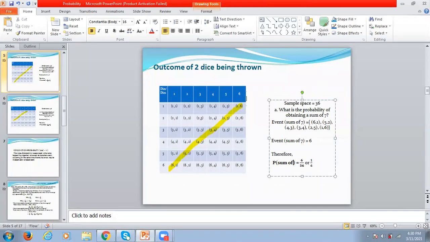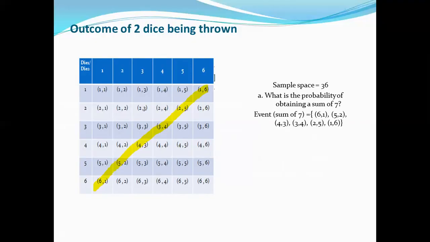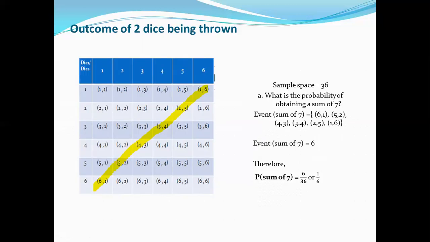Okay, so palitan na natin dito. Ayan, para hindi tayo malito. Ayan. So the sum of 7 is 6 over 36 or 1 over 6.